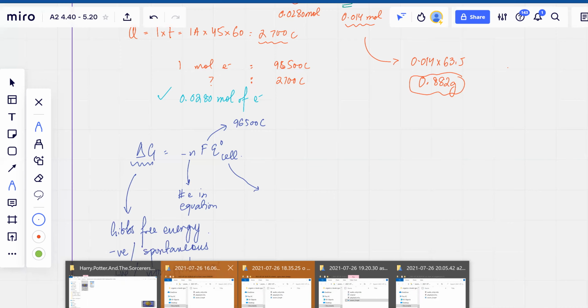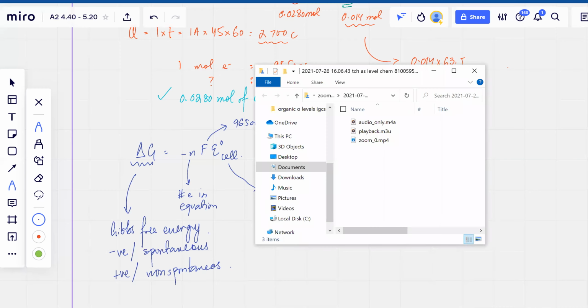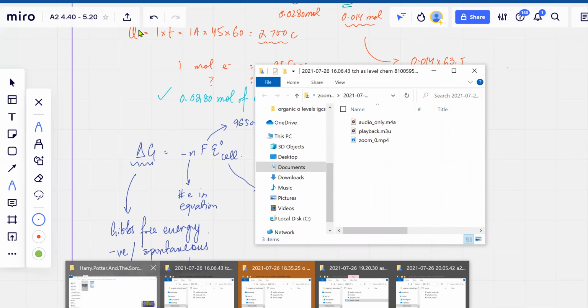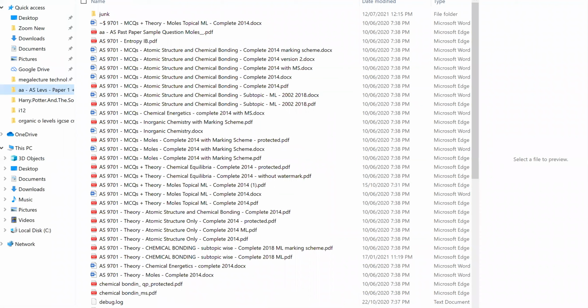Anyway, moving towards past papers. And we're going to do electrochemistry past papers now. We've done all of it, all the theoretical parts.